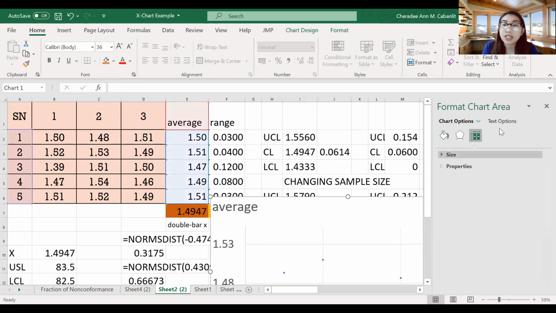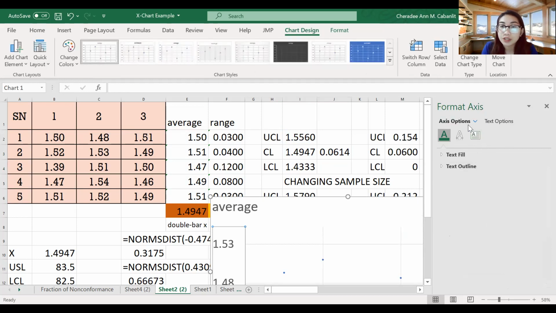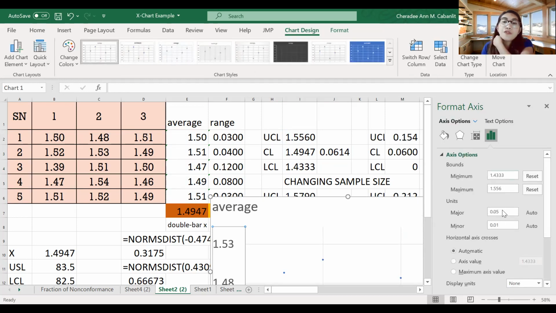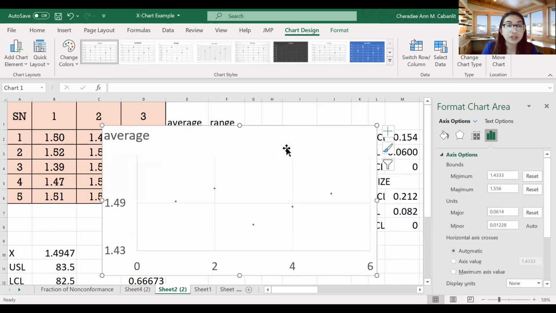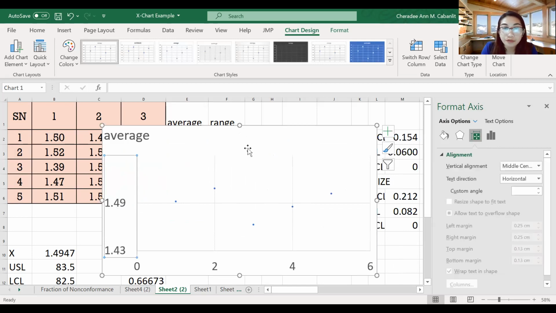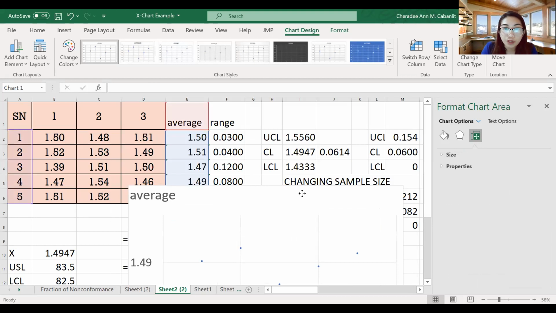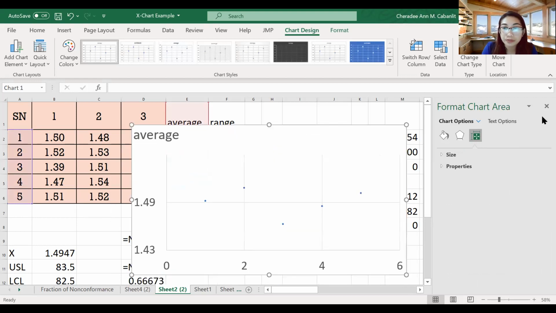So, tanaw na to diri sa asa na to? Sa x-axis. So, for the major, ato na siyang i-change og 0.0614. Okay? Nya, inigtanaw na to. Ano man yun siya? 1.5556. 1.4947. Sakto man.